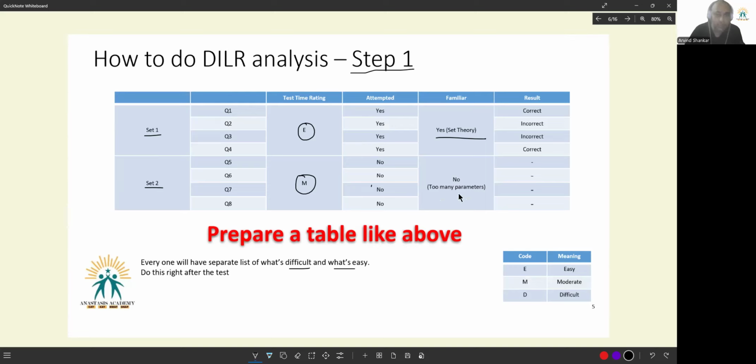Second set, there were too many parameters. I had to do a 4 parameter distribution set in which I had to make a 2 by 2 parameter table 3 times over in order to get to the final result. I did not attempt it at all, so chalega. Do this right after the test.